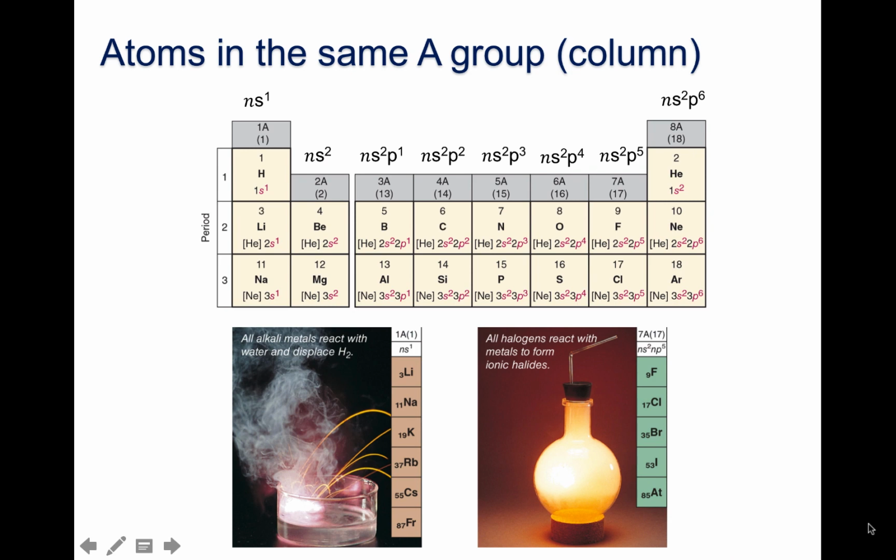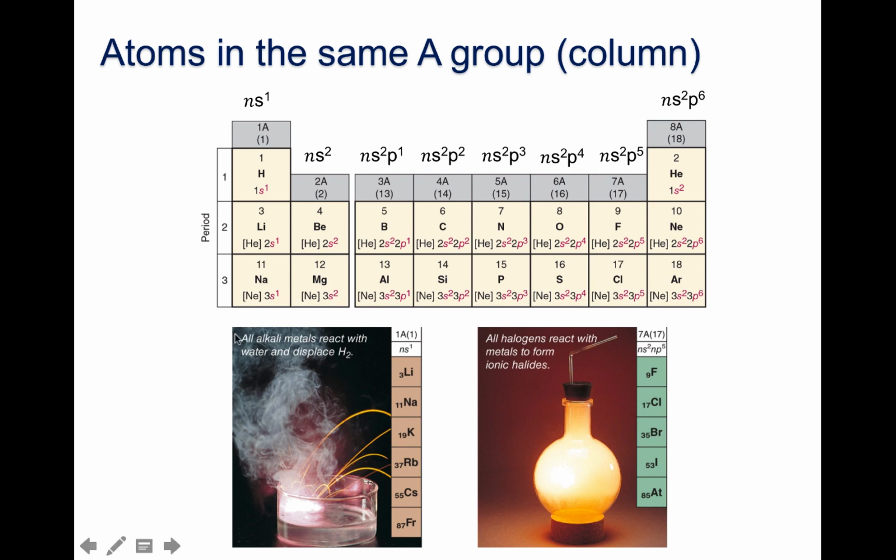Elements within the same group tend to have similar reactivities to one another, and we have special names for a lot of those groups, like the alkali metals, the alkaline earth metals, the halogens. And the reason for this is because they have similar electron configurations, or at least their highest energy level has a very similar electron configuration.